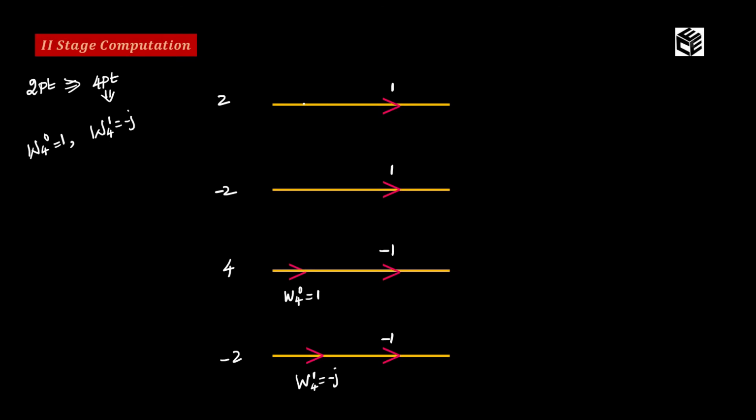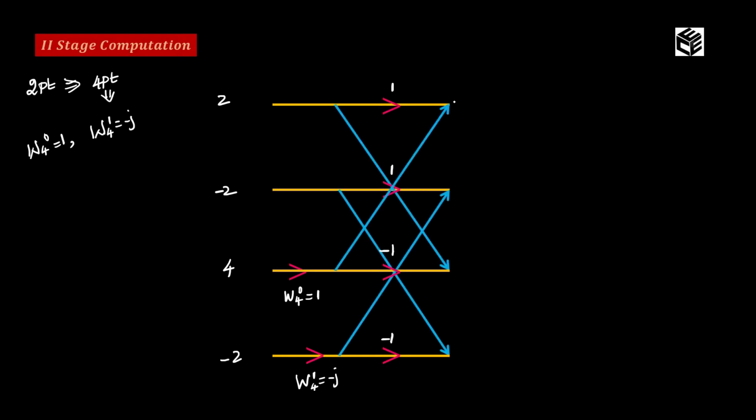How we are going to connect this? From first 1 to first minus 1. From second 1 to second minus 1. In a similar way, from first minus 1 to first 1, second minus 1 to second. So I have connected like this. Now I am going to find the output.